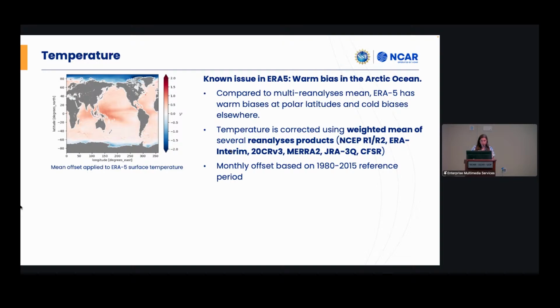And to correct for it, we use the weighted mean of several reanalysis products, and they are listed here. It's weighted, so the coarser resolution reanalyses are given less weight and high resolution reanalyses are given higher weight. This is the map of the monthly offset, the mean offset that has been applied to ERA5 surface temperature, and it will be different for every month. But generally, we are cooling the polar latitudes a little bit and warming all other latitudes.